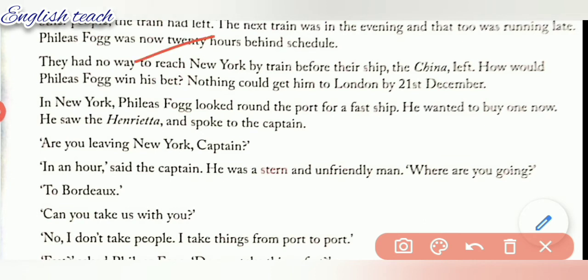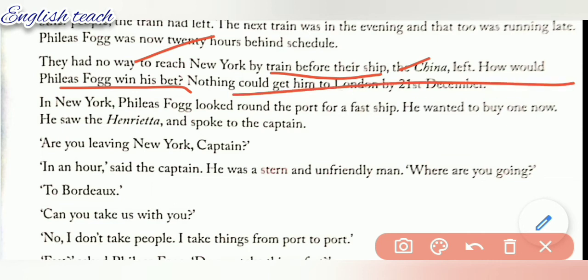They had no way to reach New York by train before their ship. Actually, they planned to get the ship in New York, but on the way they got stuck here because of this Indian attack. The ship left. How would Phileas Fogg win his bet? This is the situation. He was almost 20 hours behind. Nothing could get him to London by the 21st.